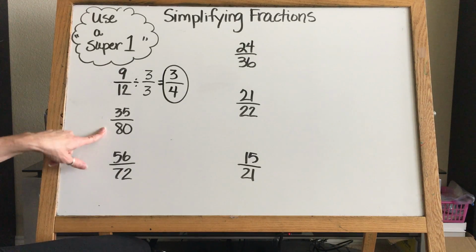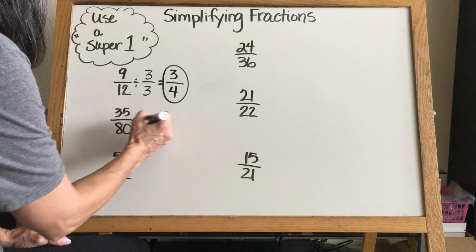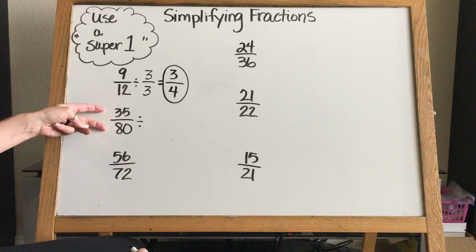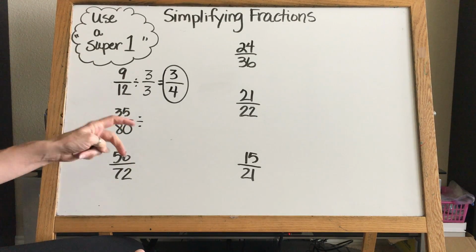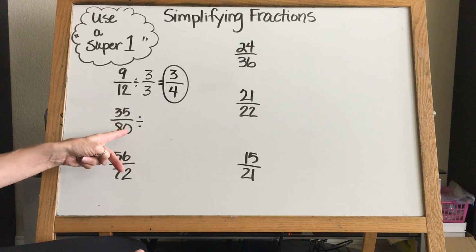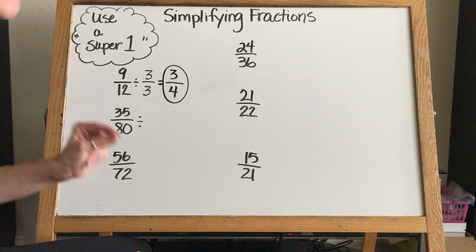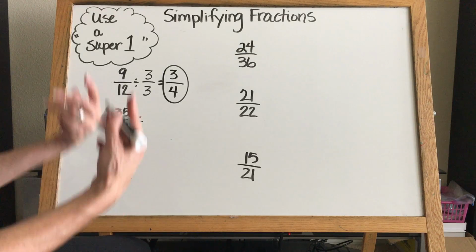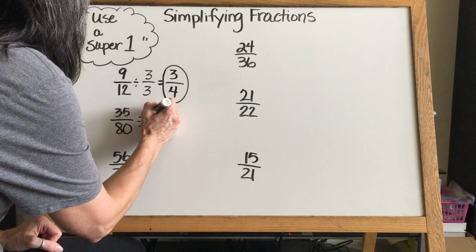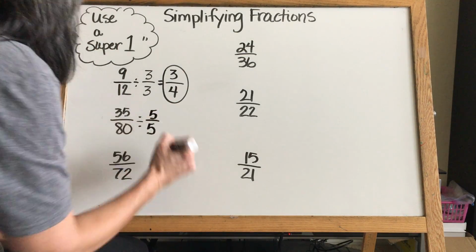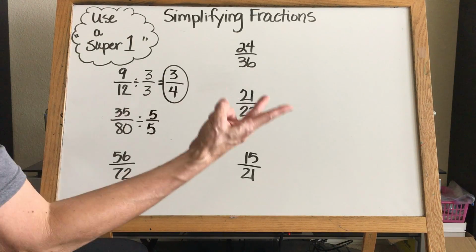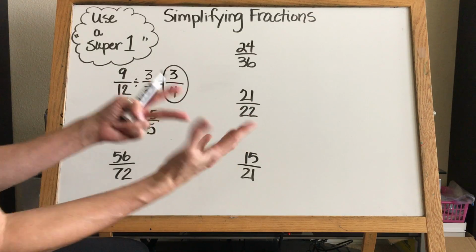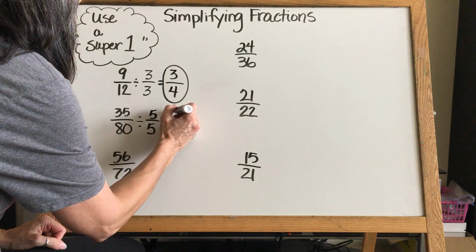All right, so we're looking at 35 and 80, and we're thinking, okay, what common factors are these numbers going to have? Well, we don't talk about 80 a whole lot, but look at what they both end in, guys. They end in a 5, and this ends in a 0. And what factor do we know goes into every number that ends in 5 or 0? Yes, 5, okay? So our super one is going to be 5 over 5. So 5 goes into 35. Well, 5, 10, 15, 20, 25, 30, 35. So that's going to be a 7.